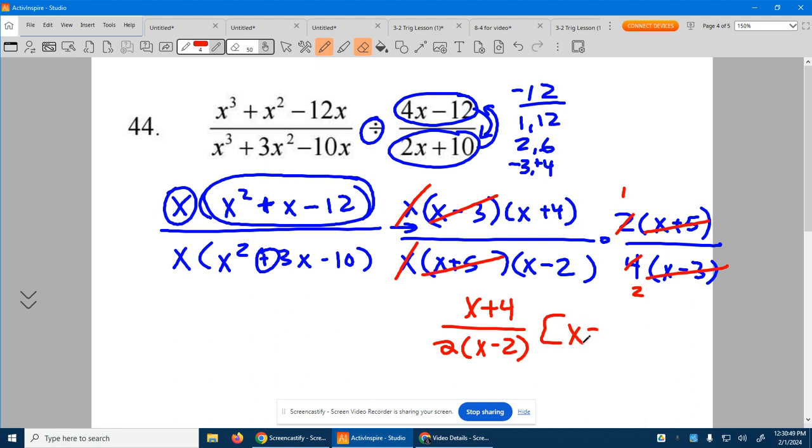It would be nice to state the restrictions of who disappeared. Right here, you couldn't have a negative 5. Right here that disappeared, you couldn't have a 0. And right here that disappeared, you couldn't have a 3. So those are restrictions of what x cannot equal.